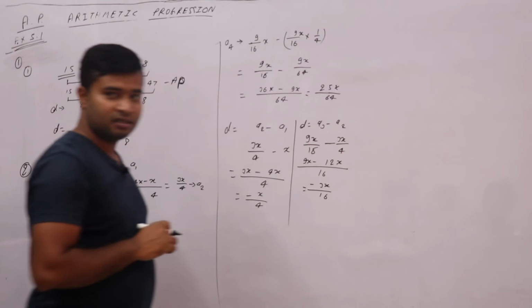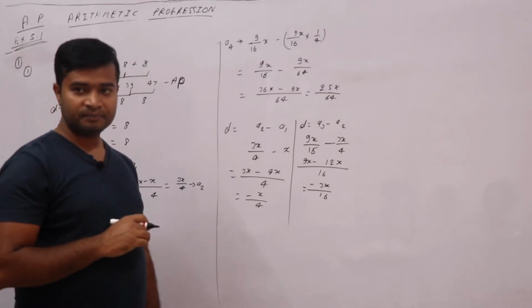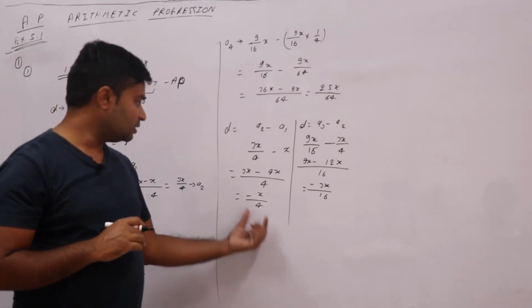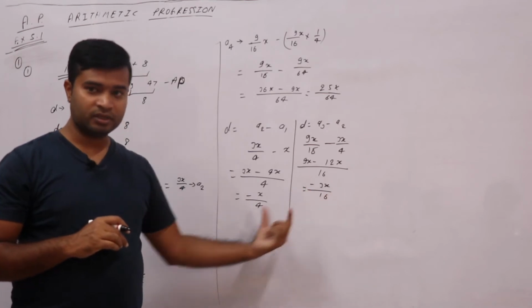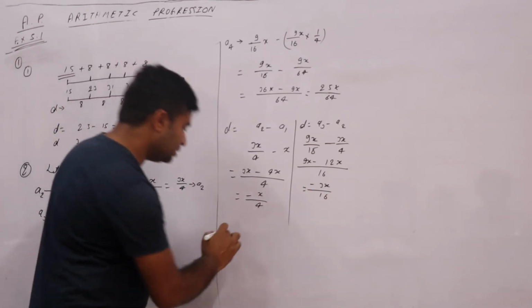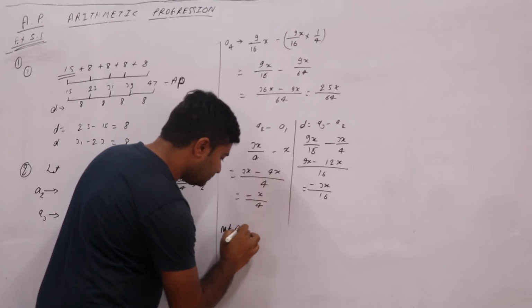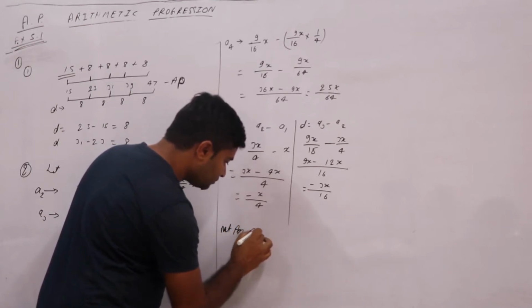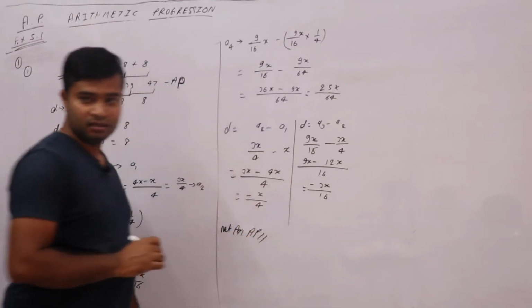Minus 3x by 16. Getting? Yes or no? So now is it the same? No, sir. No. So this is not an AP. Getting?